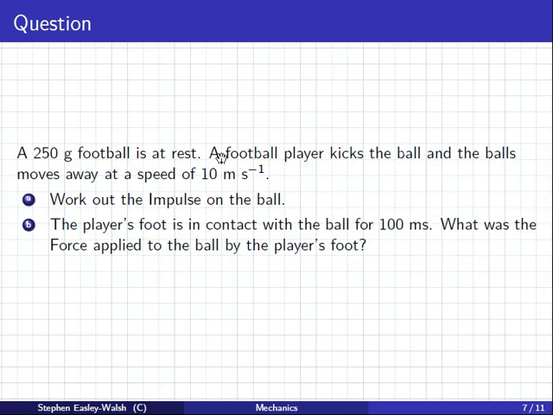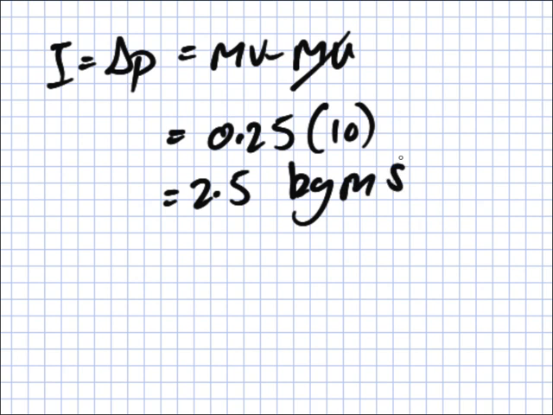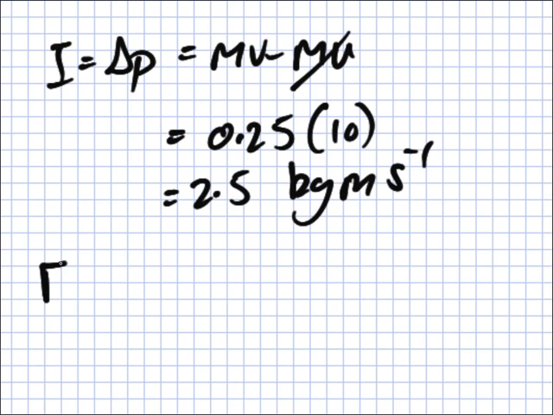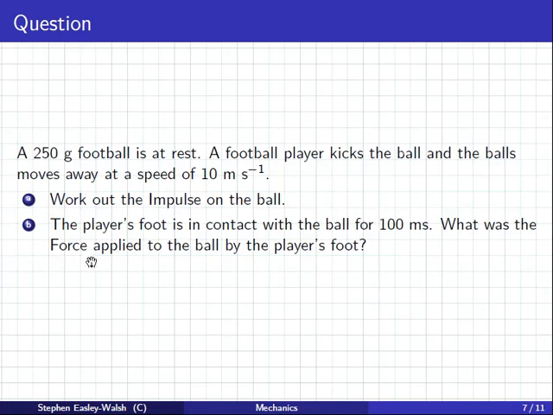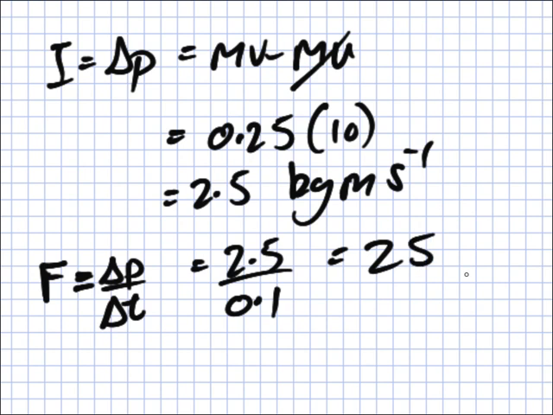So impulse is delta P, which is MV minus MU. In this story, the U is 0 because the ball will be at rest. The M, yeah, that's it. And the V, 10. So that's 2.5 kilogram meters per second. And then the next part is what's the force? 2.5 over delta T. And I'm looking for, okay, so it's 2.5 over 0.1, isn't it? 25 newtons?